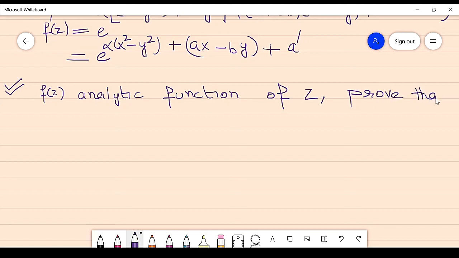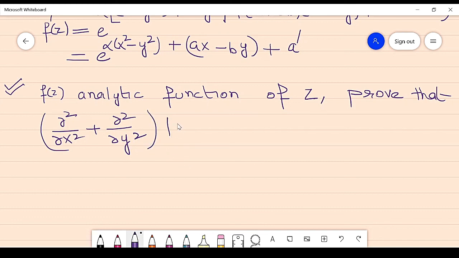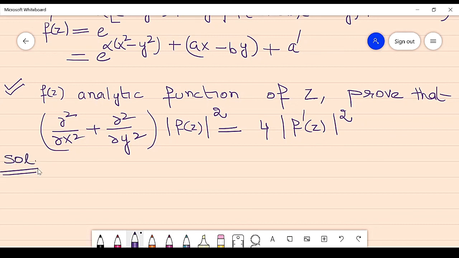Prove that del square by del x square plus del square by del y square, applied to the absolute value of f z raised to power 2, can be written as 4 times the absolute value of f dash z raised to power 2. So this is our result. Now the solution. How will we prove this result?